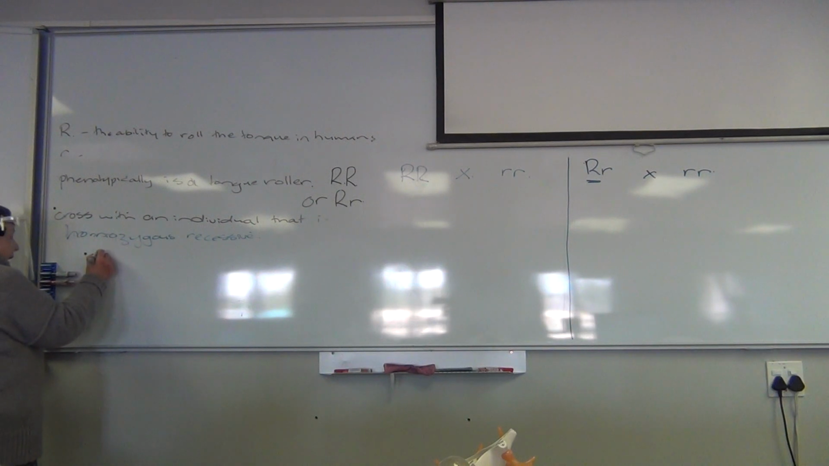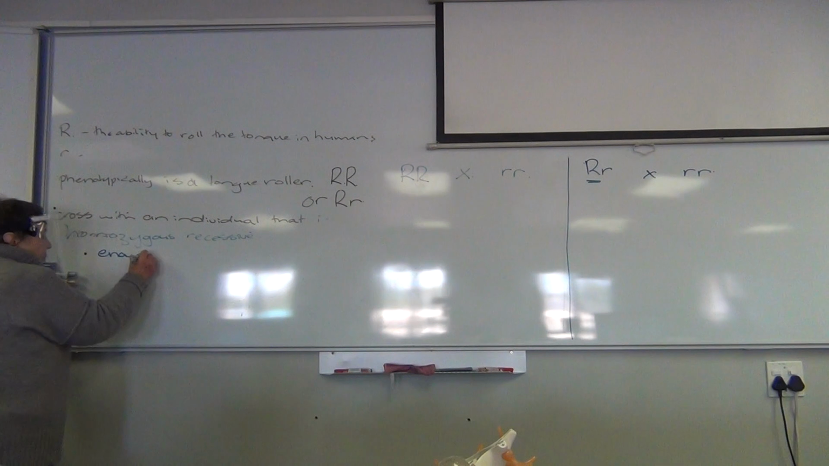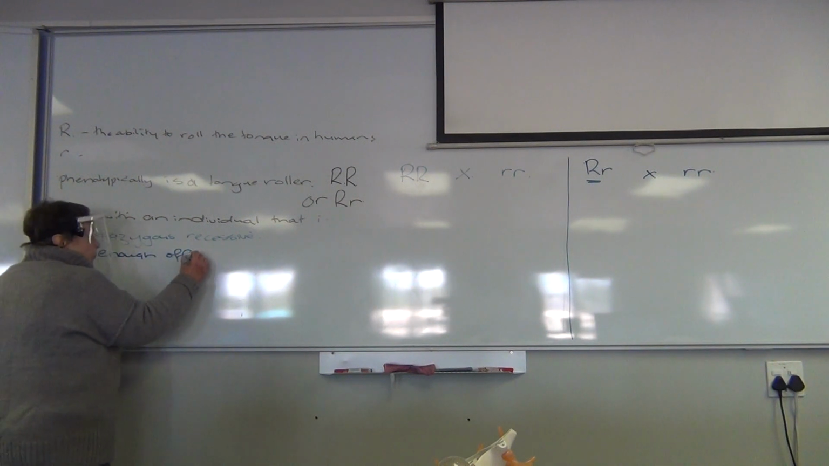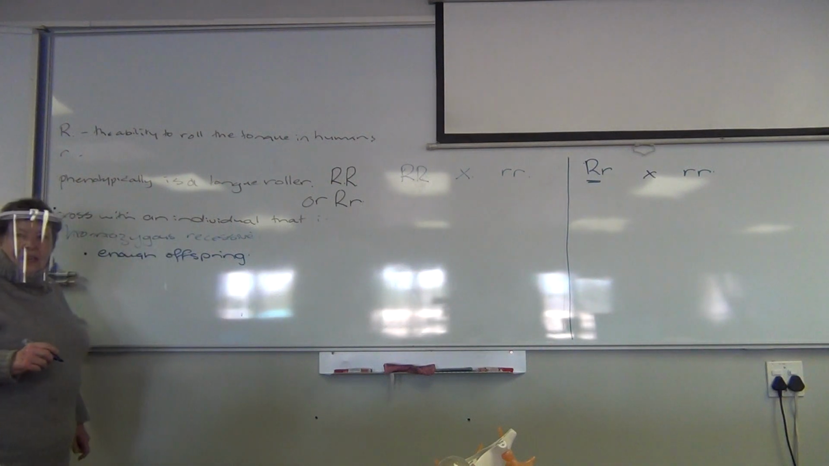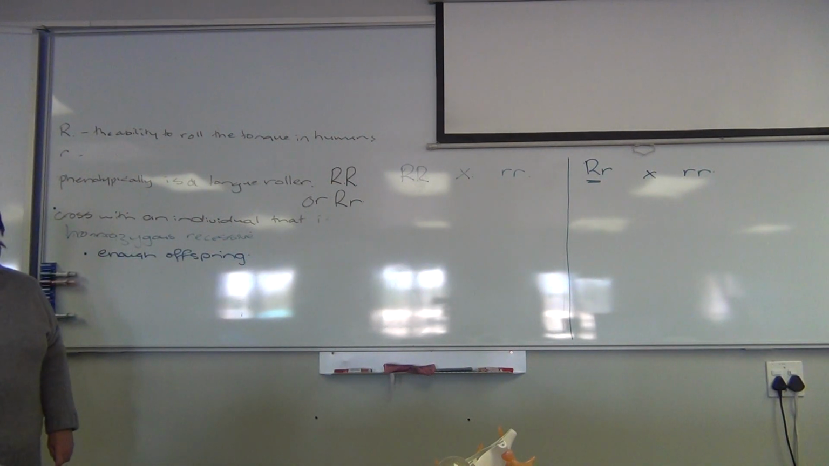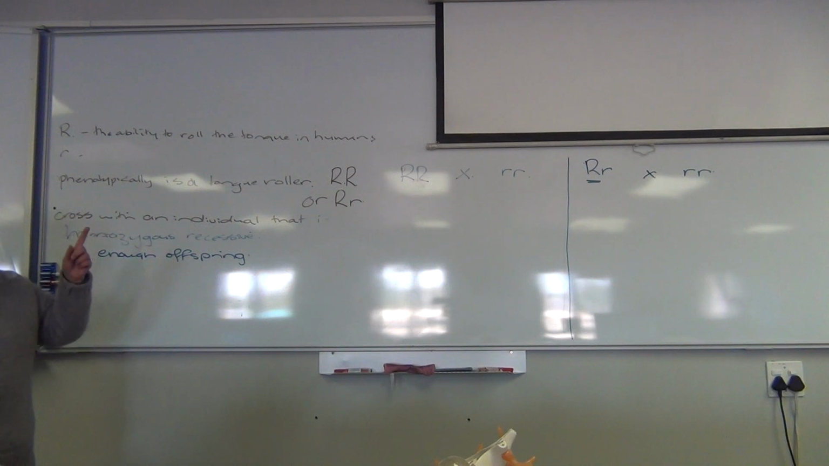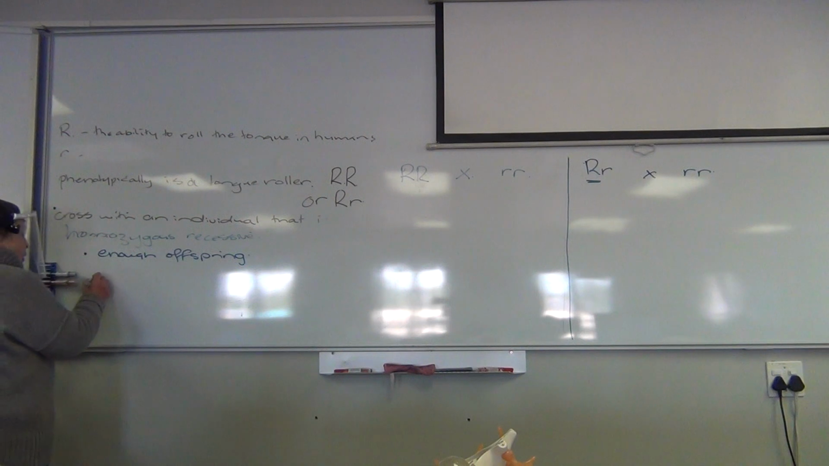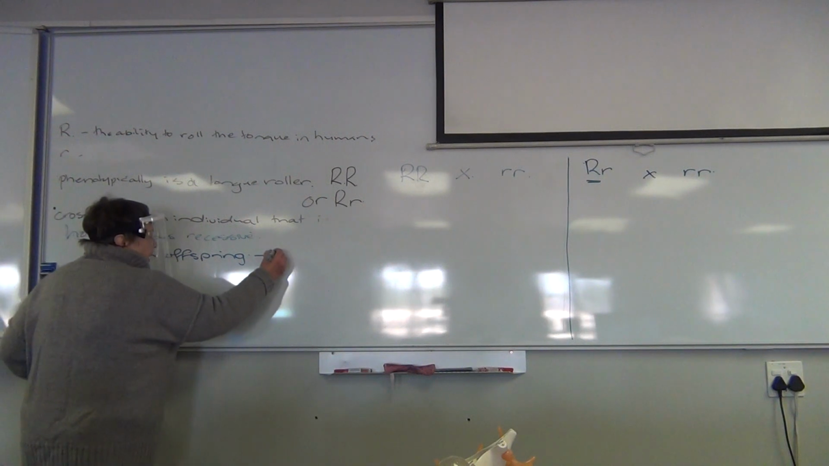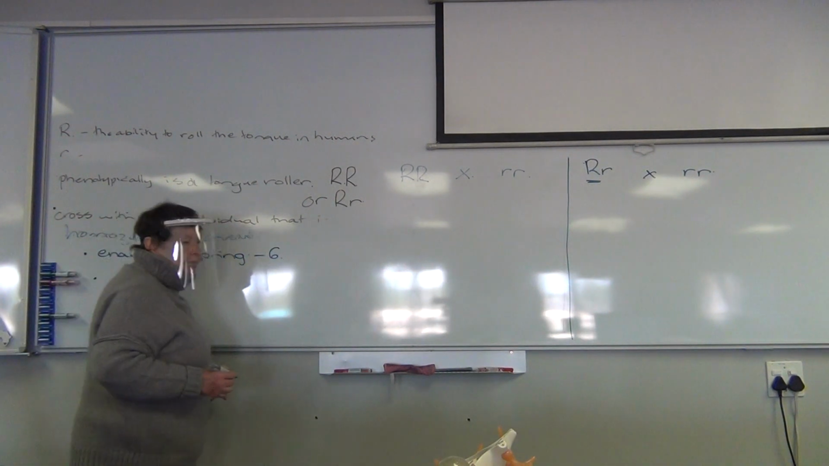You need to have enough offspring. And conclusively, I would say even more than 4. You can work out a ratio, unless one of them pops out and it's homozygous recessive. As soon as you've got one homozygous recessive child, then you know what that parent is. Just hold on, let me finish this. Okay, so I would go with at least 6.